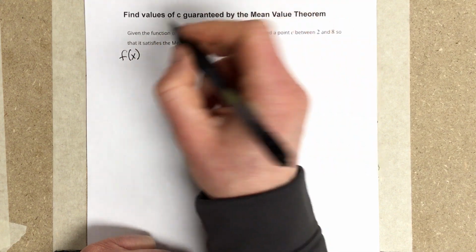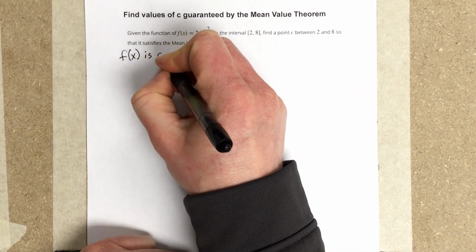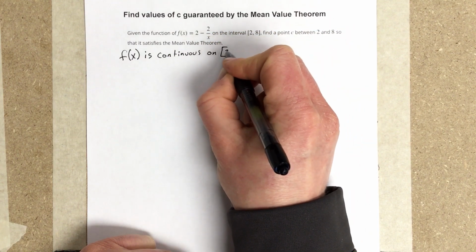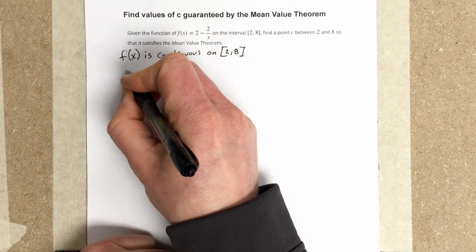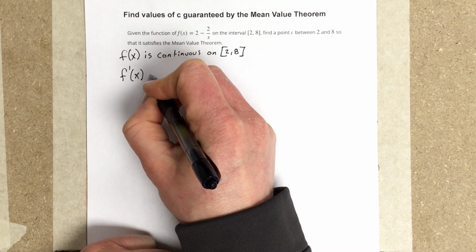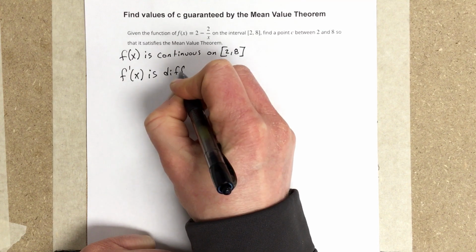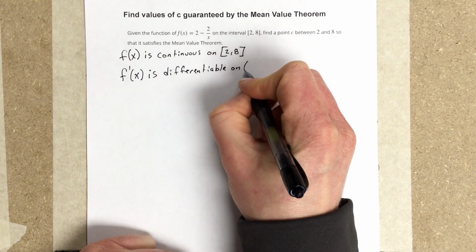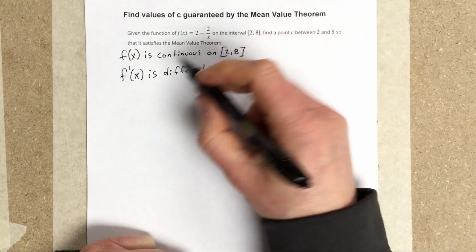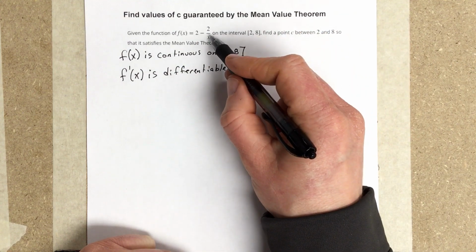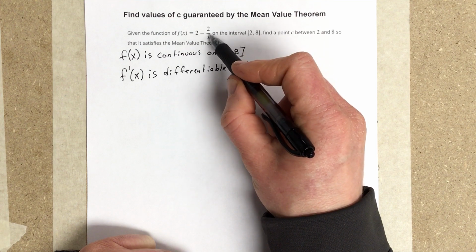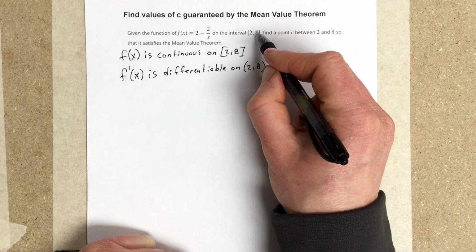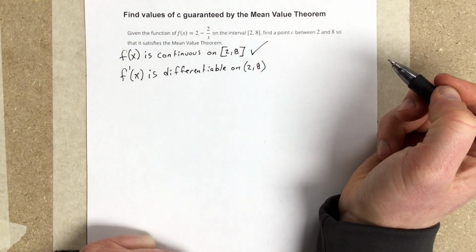So f of x is continuous on 2 to 8. And we also want to know f prime of x is differentiable on 2 to 8. To figure out if f of x is continuous on 2 to 8, we need to look at our domain restrictions. We have a division by x here, so x cannot be 0. Well, 0 is not part of 2 to 8, right? Not part of our interval. So it is continuous.